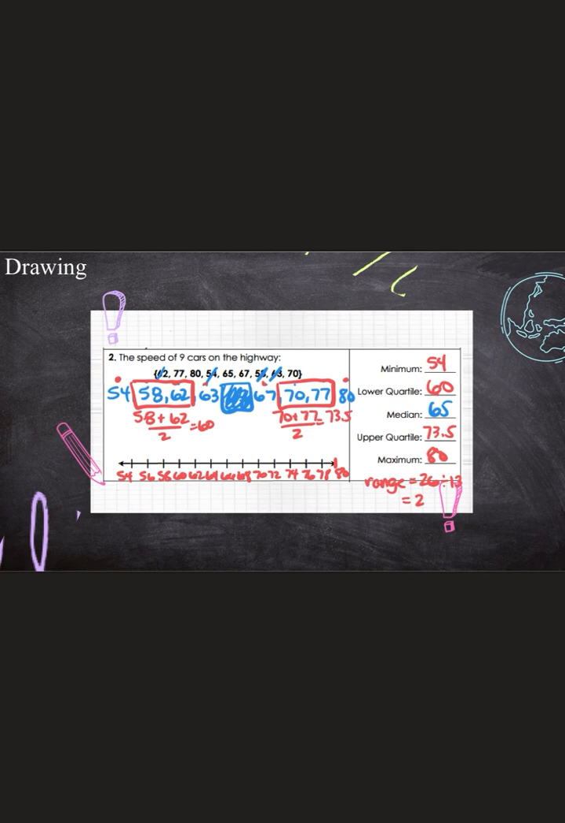All right, so my min is 54. My lower quartile is 60. My middle is 65. My upper quartile is 73.5, so that's not quite 74. And then my upper is, or my max is 80. So I'm going to go ahead and draw my box. Put the middle in the median and draw my whiskers. So that's all you're going to do for those.